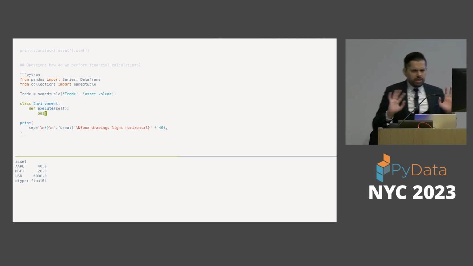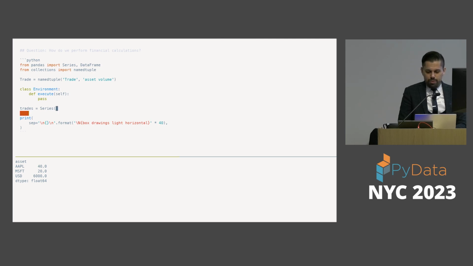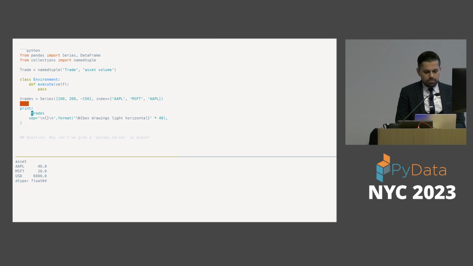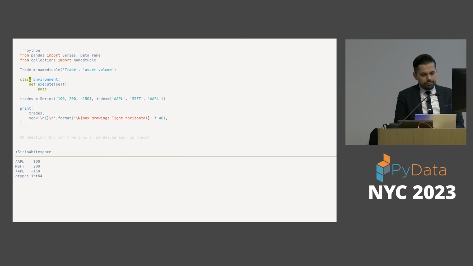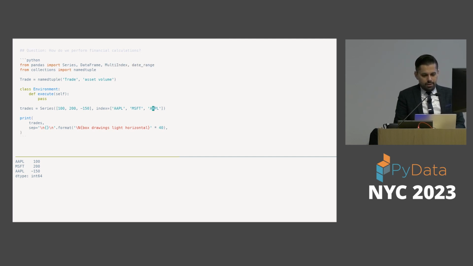And if you think about it, a simple market environment should have the ability to execute a trade. Now, the naming here is going to be really, really hokey because I can't come up with good names for these pieces. But if you think about it, you start with the actual trades that you have as a pandas.Series. So let's say, and we actually need to represent it like this, 100, 200, and negative 150. And we'll say this is Apple, Microsoft, and Apple. And we'll make that a multi-index in a moment, just so that we can represent something akin to what we would actually want to look at for this. So here, let's make this a multi-index with a date range. And we'll say that this is asset and date. So we need a multi-index from arrays and a date range.